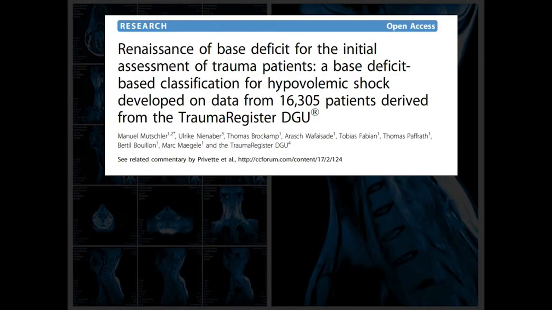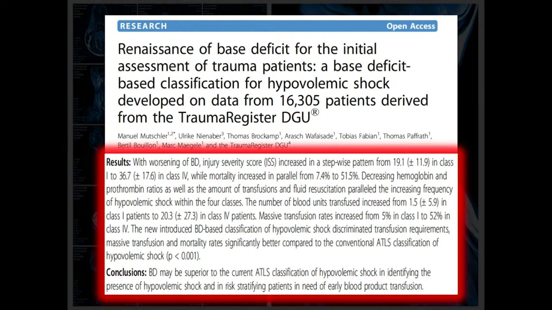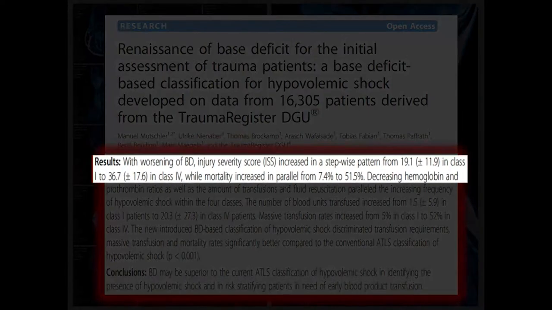When you look at base deficit from the standpoint of research, a base deficit classification for hypovolemic shock was developed on data of 16,000 patients. Really what they looked at was, did it give a prediction? With worsening base deficit, injury severity increased in a stepwise pattern from 19.1 in class 1 to 36.7 in class 4, while mortality increased in parallel from 7.4% to 51.5%. So that is huge.